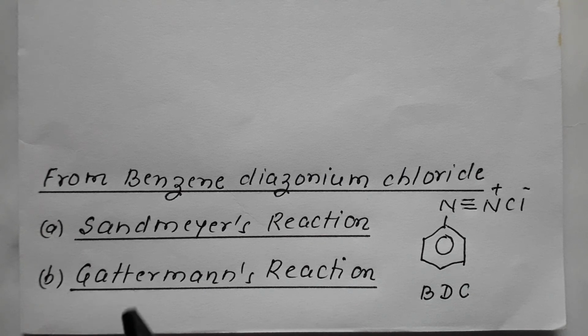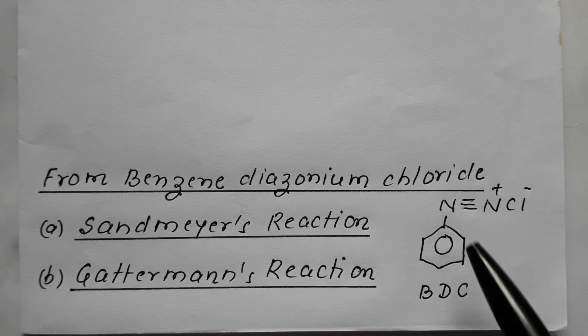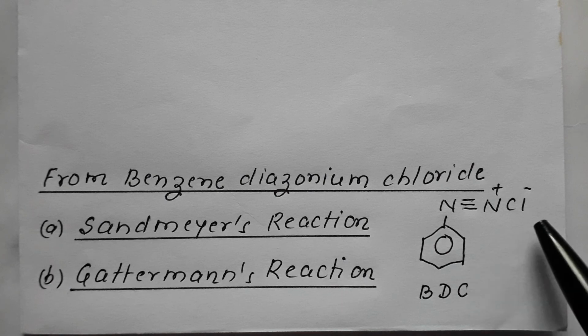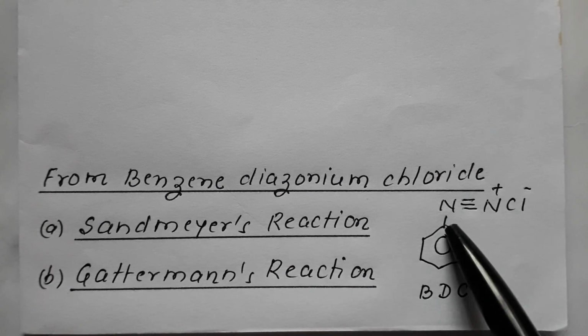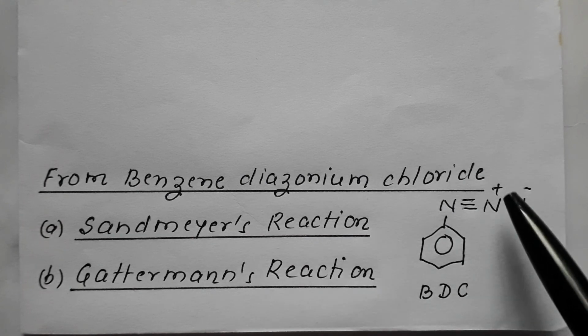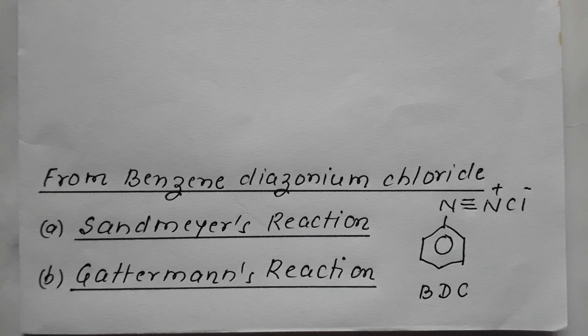As I discussed in the previous video, in benzene diazonium chloride, the benzene nitrogen is called azo, two nitrogens is called diazo, the positive charge is ium, then there is chloride, so benzene diazonium chloride. This benzene diazonium chloride is converted into chlorobenzene, bromobenzene, iodobenzene.